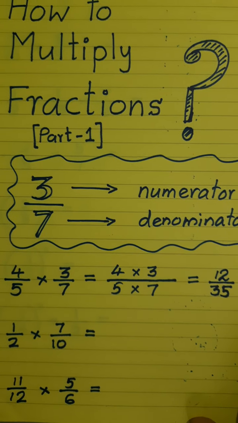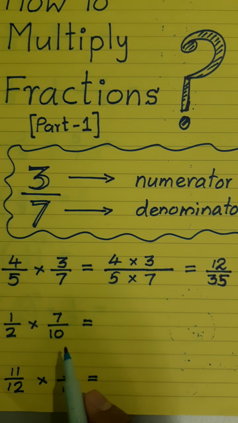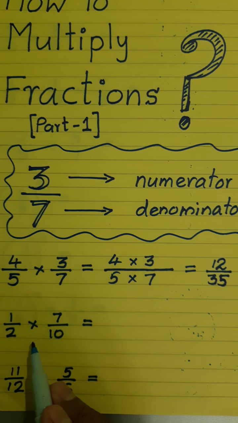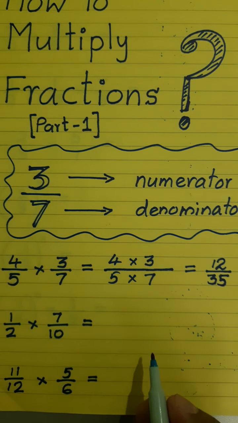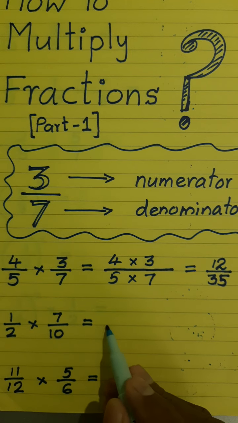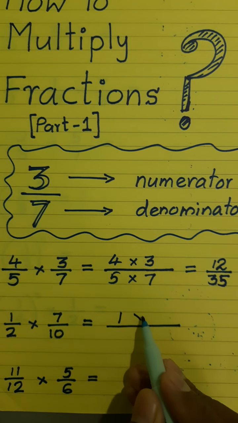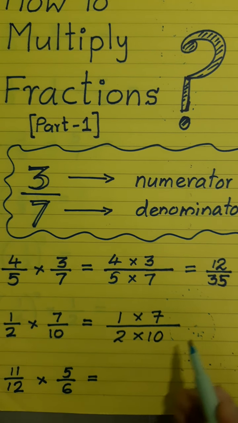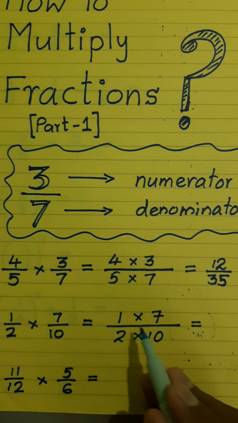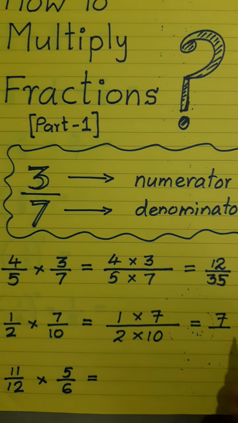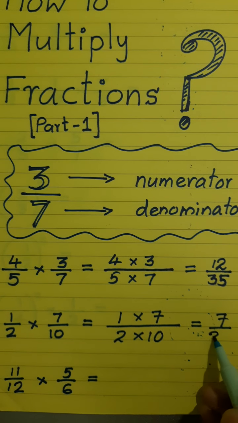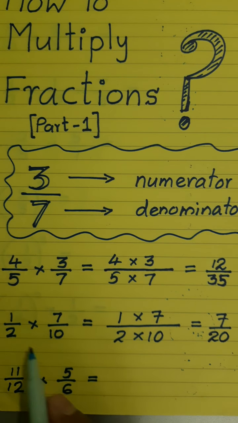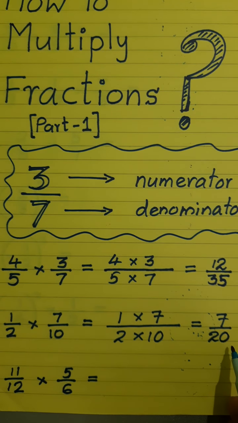Right. Now we can answer the second example. 1 over 2 multiplied by 7 over 10. You can write this question as 1 multiplied by 7 over 2 into 10, as a product. 1 into 7 is 7 over 2 into 10 equals 20. So the answer is 7 over 20. You multiply numerator by numerator, denominator by denominator and you can find the answer very easily.